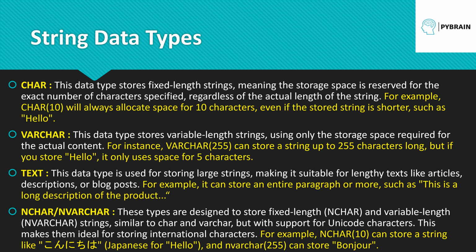It can handle an entire paragraph or more. Fourth, NCHAR and NVARCHAR are for Unicode characters, supporting international text. NCHAR is fixed length, while NVARCHAR is variable length. For example, NCHAR 10 can store konnichiwa, Japanese for hello, and NVARCHAR 255 can store bonjour. Understanding SQL string data types will help you manage and store text data effectively.